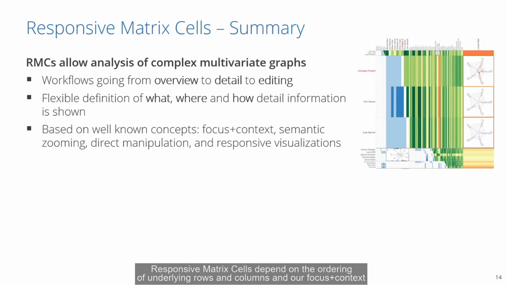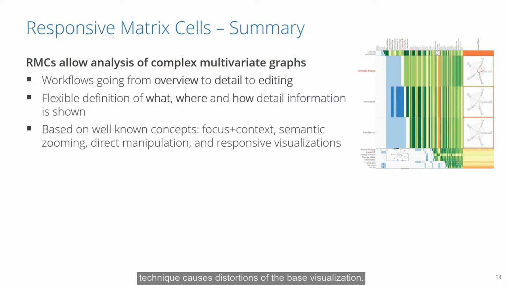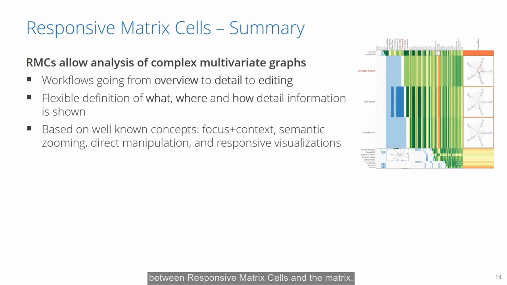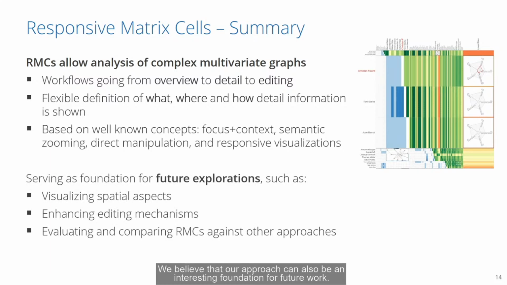Responsive matrix cells depend on the ordering of underlying rows and columns, and our focus on context technique causes distortions of the base visualization. To address these, we integrate options to sort the matrix and provide coordinated highlighting between responsive matrix cells and the matrix. We believe that our approach can also be an interesting foundation for future work.